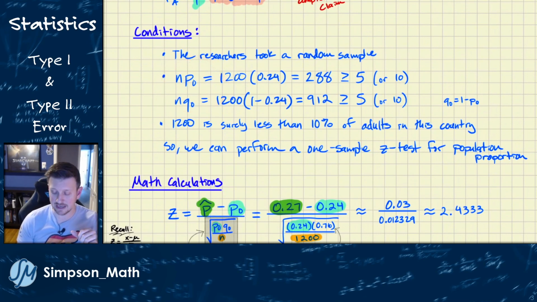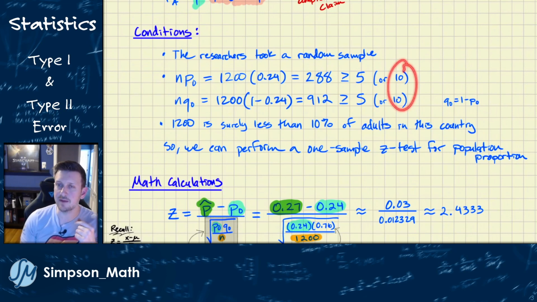np and nq have to be at least 5 according to Larson. The previous video talked about how that's stupid, and it should really be 10. This 5 is a little bit too small, but acceptable in the stat world. Most statisticians prefer at least 10, even though this is still really small. In most cases, especially in the academic world, we typically have big numbers, and we see that clearly they are. We have 288 and 912, and both of those are clearly bigger than 5 or 10.